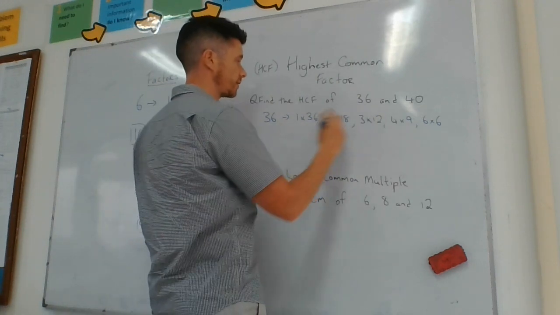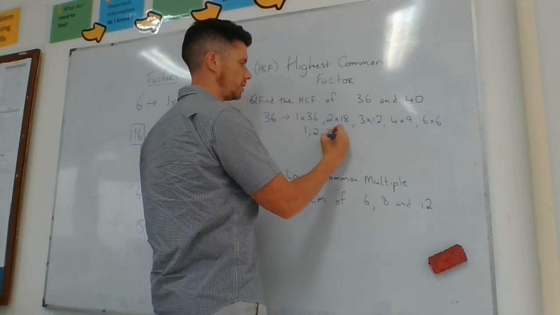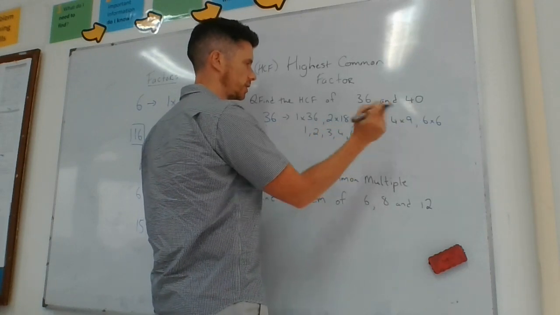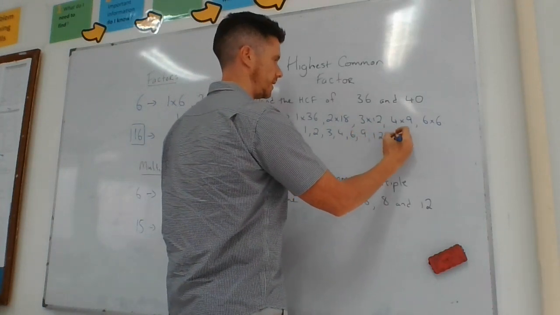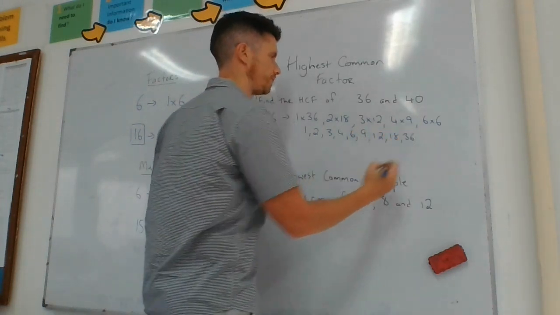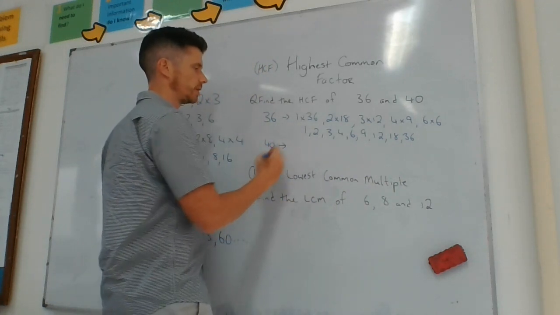So that's a lot of factors. So let's write them in order. 1, 2, 3, 4, 6 is twice, we only write it once. 9, 12, 18, 36. Okay? Do the same process for 40.